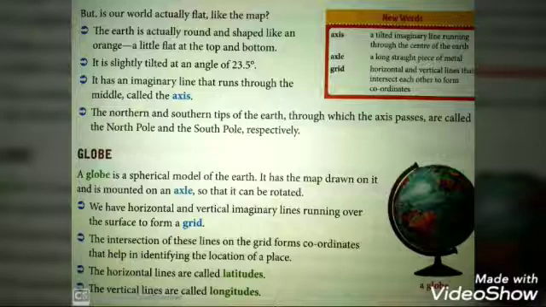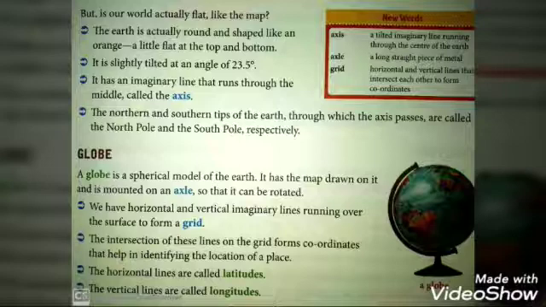A little flat at the top and bottom. It is slightly tilted at an angle of 23.5 degrees. It has an imaginary line that runs through the middle called the axis. Okay, there is an imaginary line that runs through the middle of the earth.